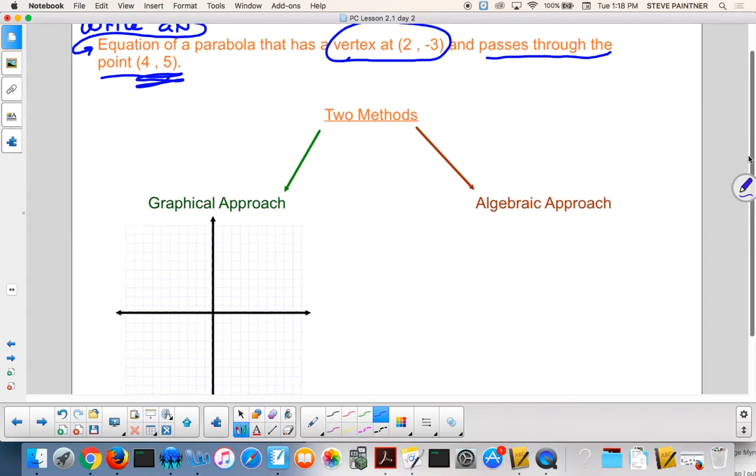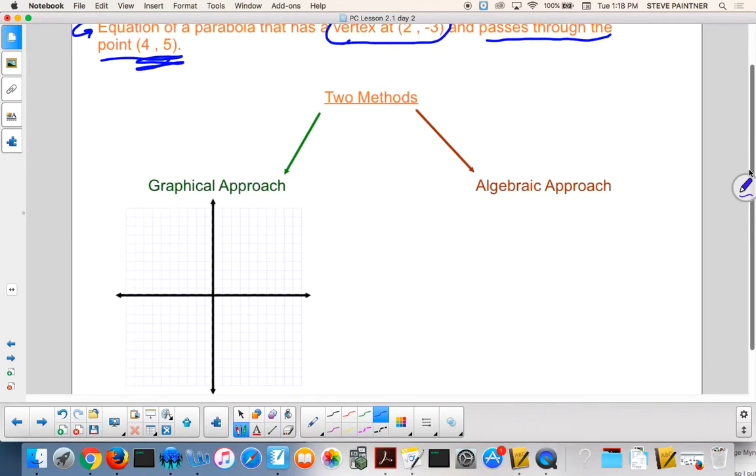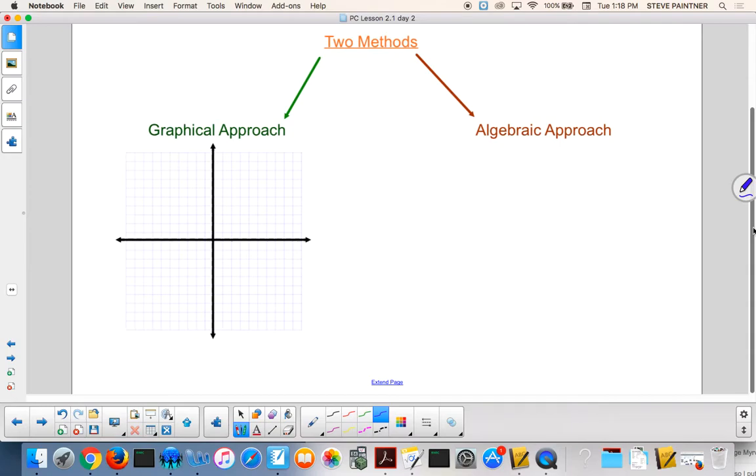The vertex is what? 2, -3 passes through the point 4, 5. Well, 2, -3 looks to be about here, and 4, 5 looks like it's here. Okay? Now, once you get that on paper, do you know any more points on the problem? Come on, guys, say it. What is it? 0, 5.